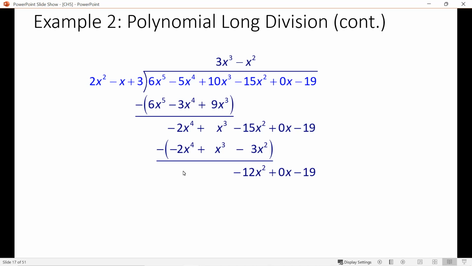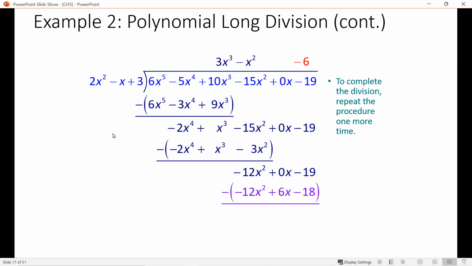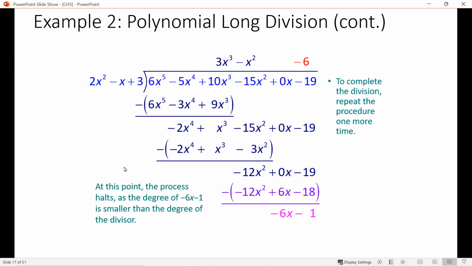How many times does 2x squared go into negative 12x squared? Negative 6 times. We're going to multiply that by our original polynomial, do the subtraction, and we see that we get negative 6x minus 1 left over. We can't divide negative 6x minus 1 by 2x squared because negative 6x minus 1 is a lesser degree than 2x squared. So at this point, we're going to call that our remainder. So negative 6x minus 1 remains to be divided by our original polynomial.